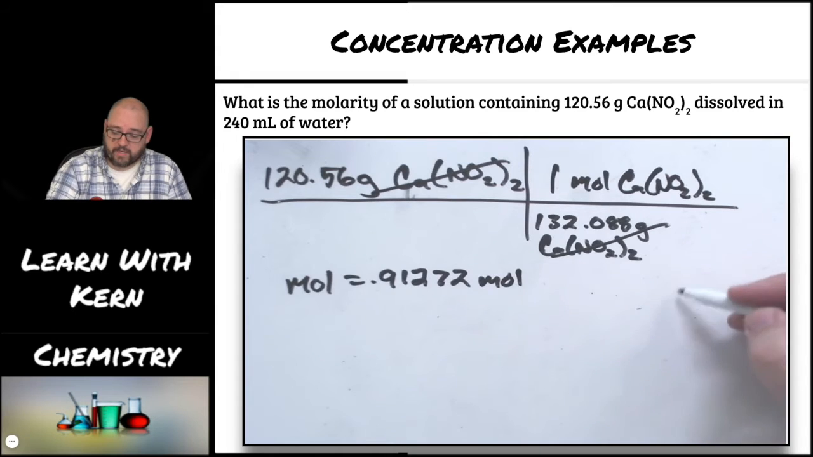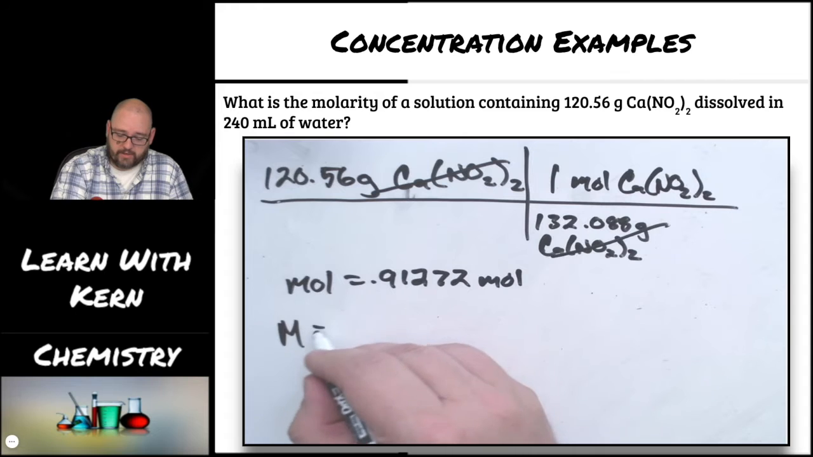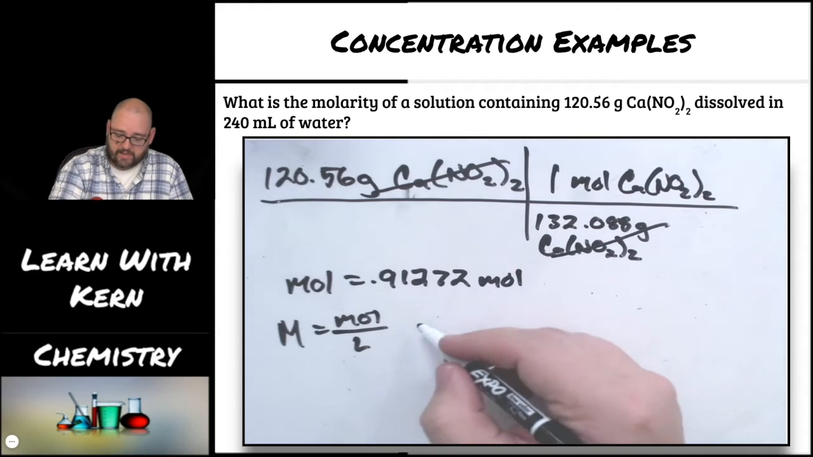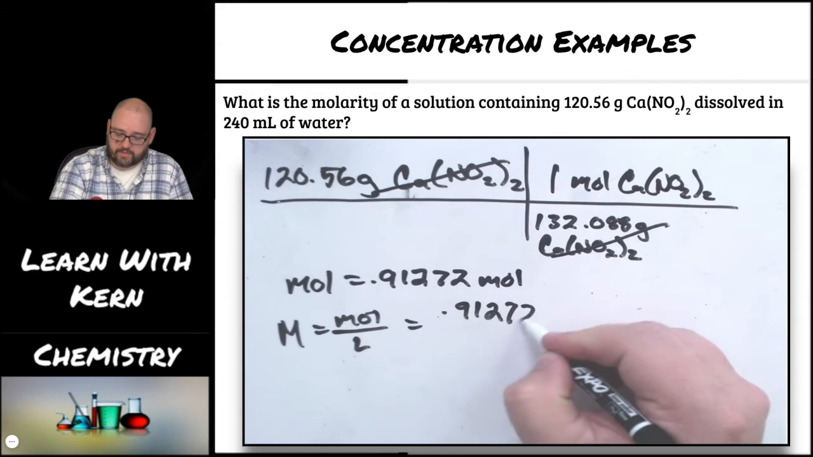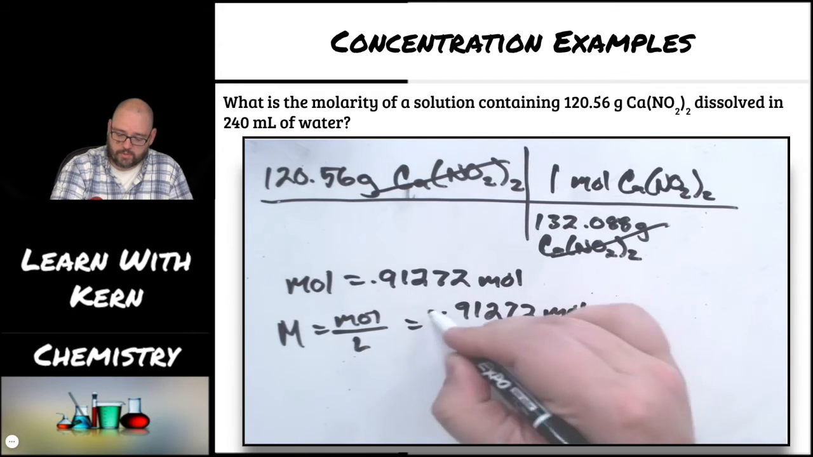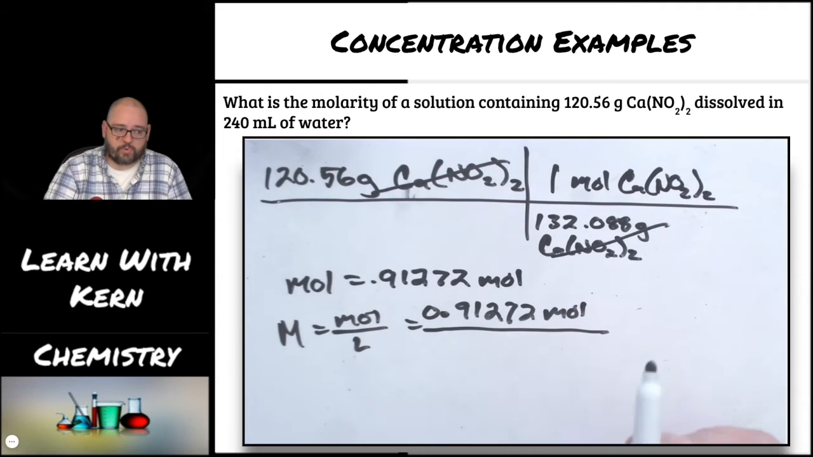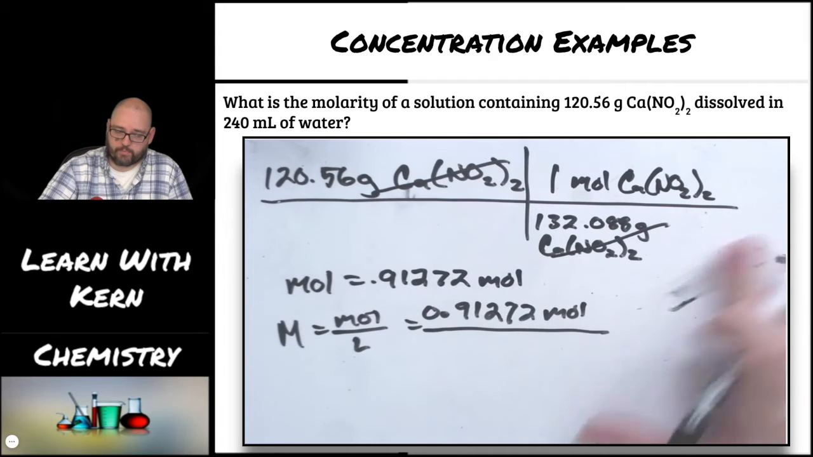So to find my molarity, all right, my molarity is moles per liter. Well, I have my moles, that's 0.91272 moles, divided by liters. Well, the problem says 240 milliliters. So I have 240 milliliters. That's off the screen. Let me bring that back.